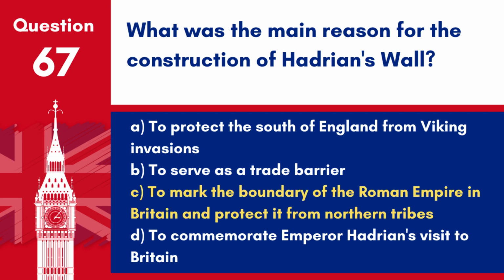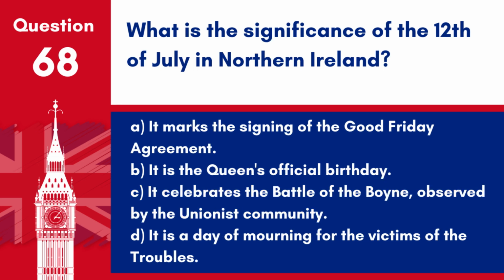Answer C. To mark the boundary of the Roman Empire in Britain and protect it from northern tribes. Hadrian's Wall was built by the Romans to defend their colony in Britannia from the Pictish tribes in what is now Scotland. Question 68. What is the significance of the 12th of July in Northern Ireland?